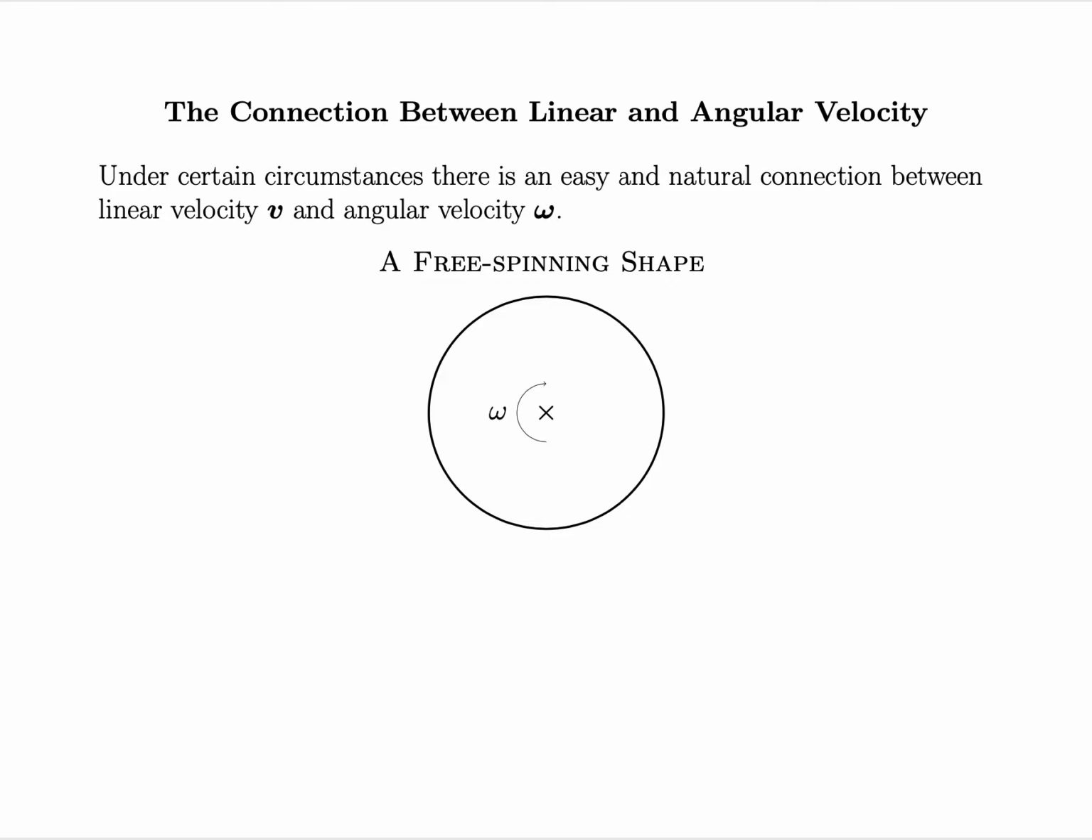Let's first consider a free spinning shape. So here I'm imagining a disk or a cylinder or a sphere that's spinning about an axis of rotation. In this diagram, the axis of rotation is marked by the cross, and the angular velocity at which it's spinning is indicated by omega. And here with that swirling arrow, I have it spinning clockwise.